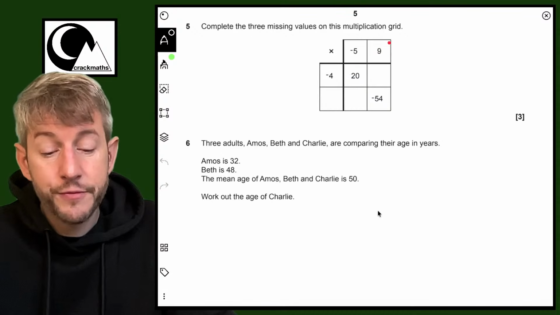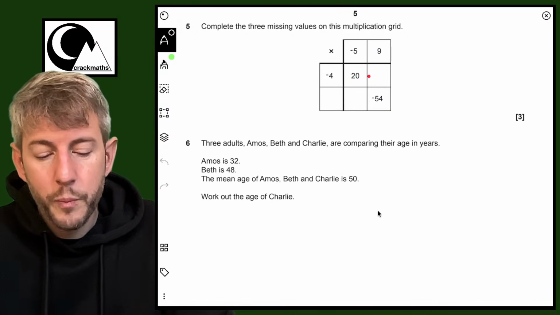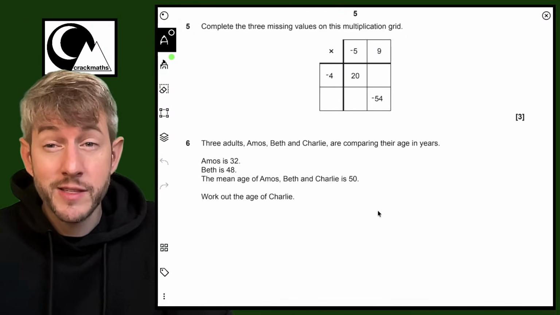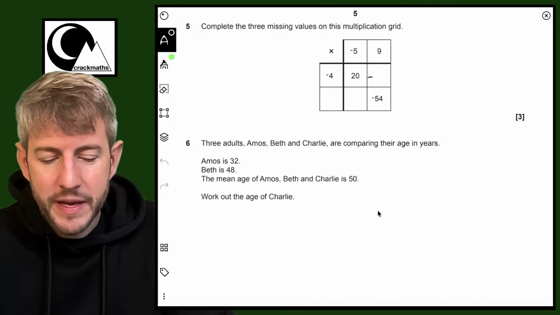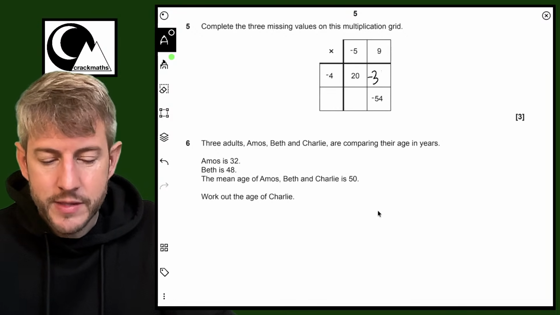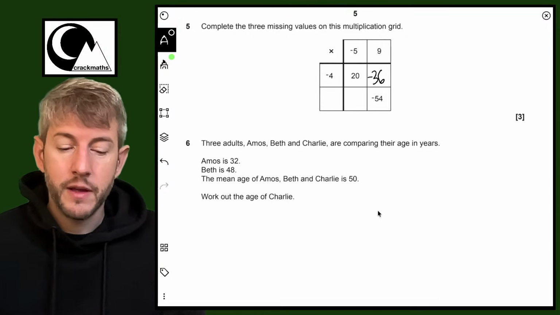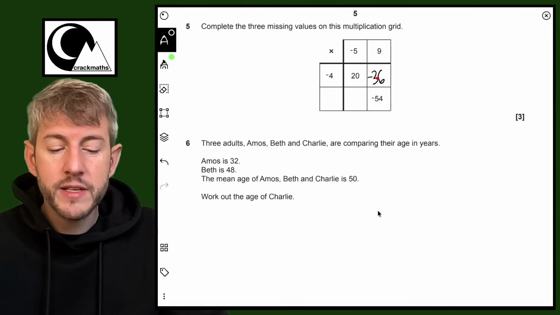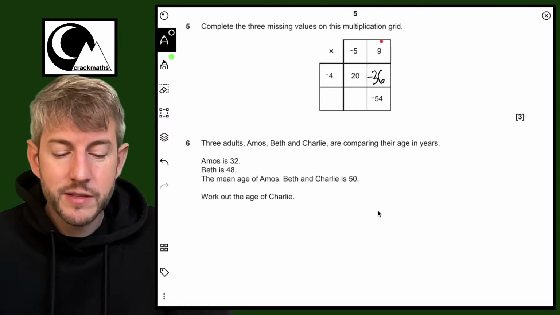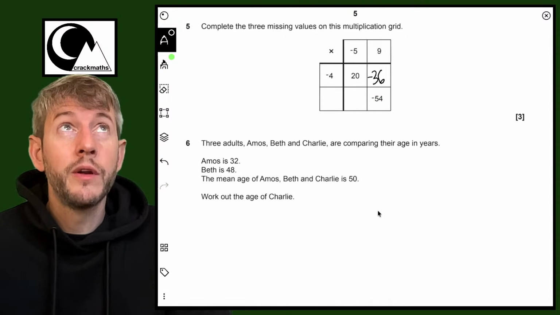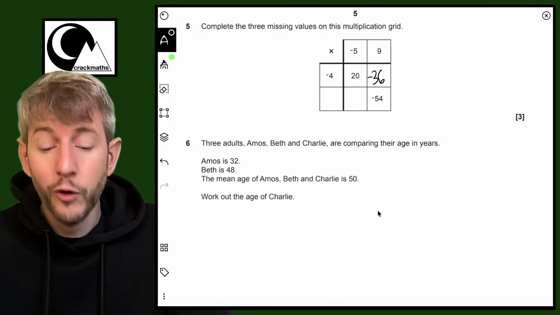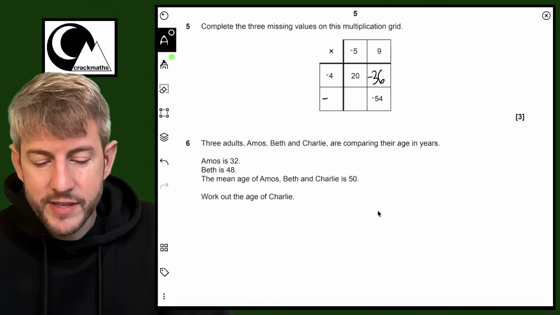Okay, so minus 4 times 9 will be, well, 4 times 9 is 36. So 1 negative means the answer will be negative. So that's minus 36. Now, 9 times something gives minus 54. Well, 9 times 6 gives 54. So this will have to be minus 6.